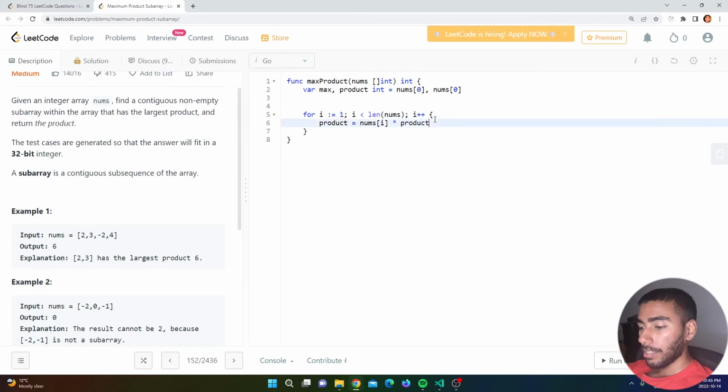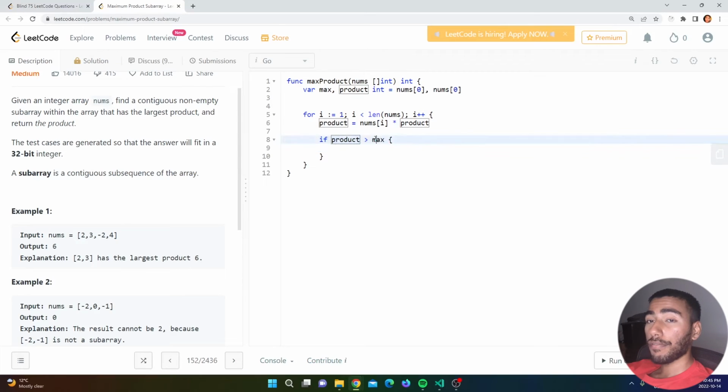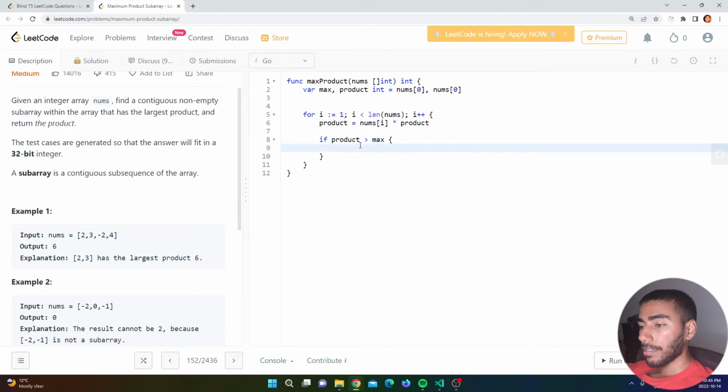So now we have to see whether product is greater than max, right? So in the first iteration, it is going to be greater because 6 is greater than 2. So all we have to do is set max equal to product over here. And then all we have to do is return the max over here.